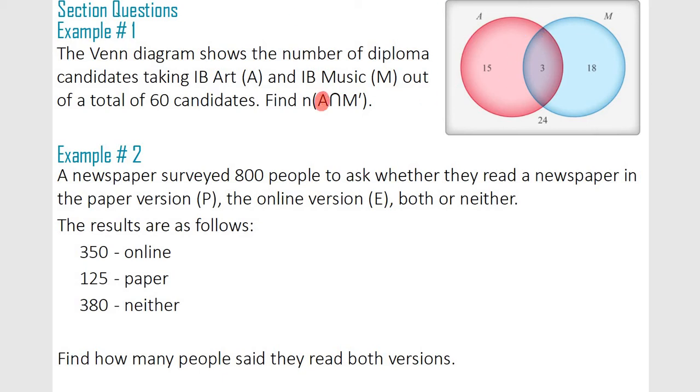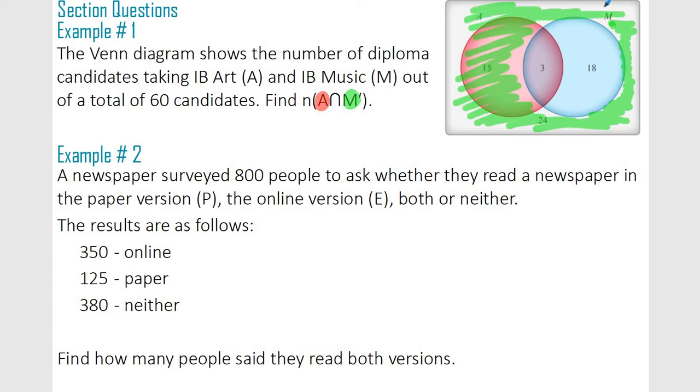And then not M. We'll do that one in green. So that's everything outside of M. Well, outside of M is everything outside of the blue circle. So we are looking for the and, which means the overlap. So the overlap would be 15. That's the answer for number 1.